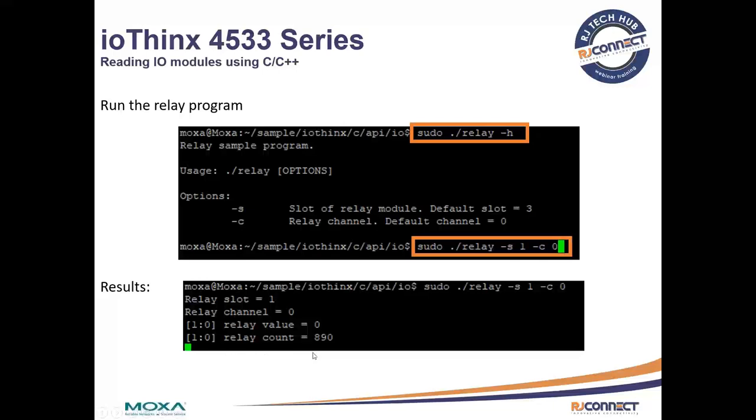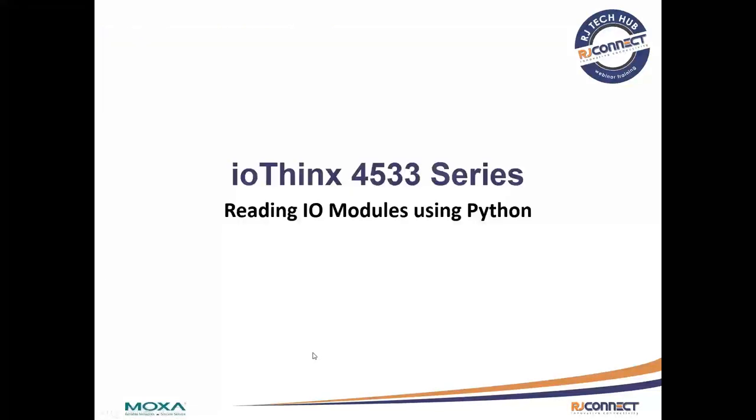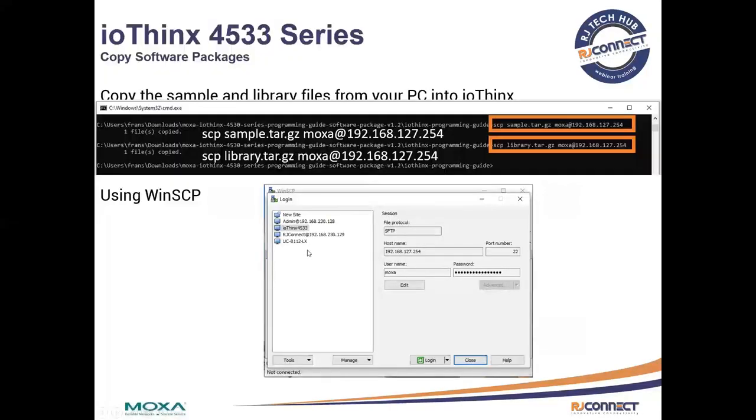And that's it for C++. Let's take a look at how you can use the Python sample codes to do that. If you haven't copied the file yet into the ioThinx, the same applies as on the previous slide for C++. You can use a command prompt, type in scp, specify the file name, as well as the IP address of the ioThinx.